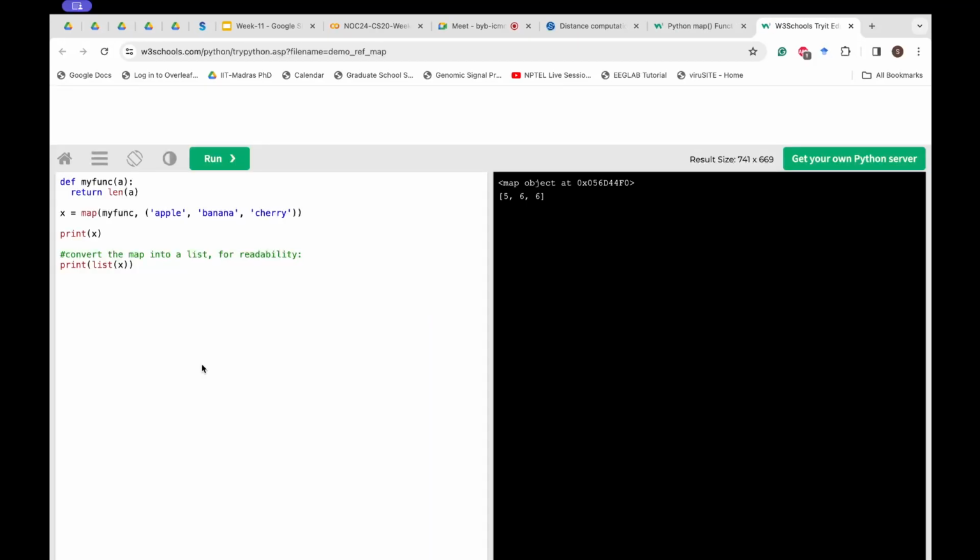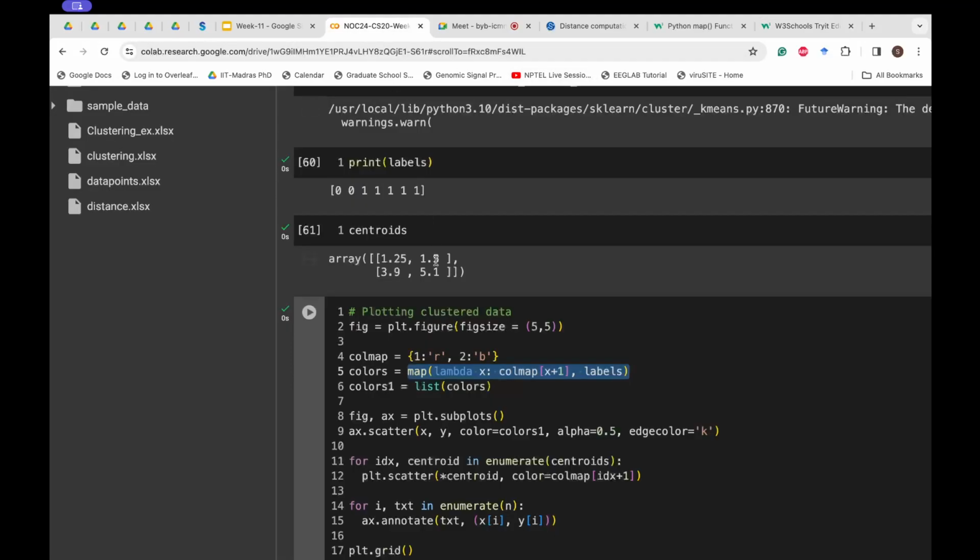So let us run this over here. This my function is called on apple. Apple will go to my function and it will return the length of that particular string, so it is 5. Similarly, it will go over here, return the length and print it. So the basic functionality of map is to map this function onto each of the elements in the iterable. That's what is happening over here.